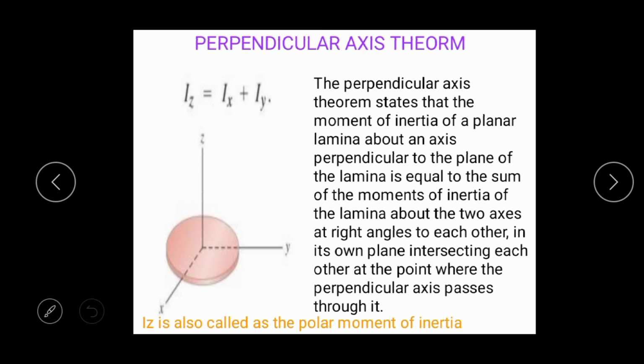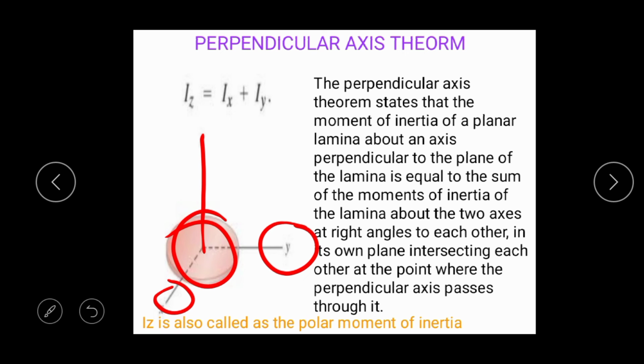Now let us discuss the perpendicular axis theorem. If we know the moment of inertia of this body about any x or y axis, then we can determine the moment of inertia of the same body about another axis z, which is orthogonal to them. So Iz is nothing but the summation of Ix and Iy. It is the summation of the moment of inertia about the x axis and the moment of inertia about the y axis.